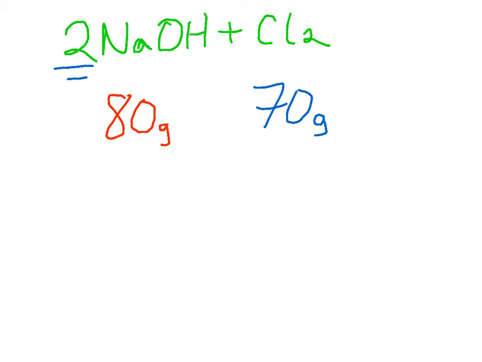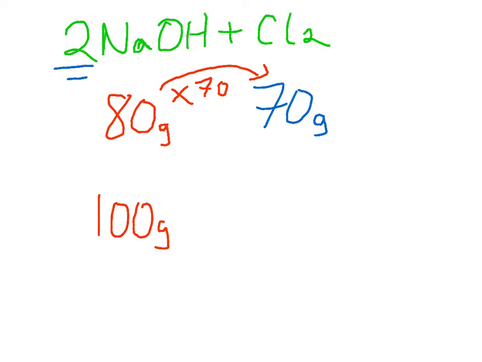Okay. But in the question, we had 100 grams of sodium hydroxide. So we must make slightly more chlorine, but we need to know how much. So there's 2 ways of working that out. So the first way is to say, what do I times 80 by to get to 70? Well, times it by 70 divided by 80. Okay, so notice that the 80 and 80 cancel out and you get 70. So that's how you get across that way.